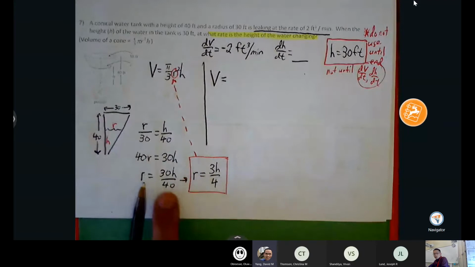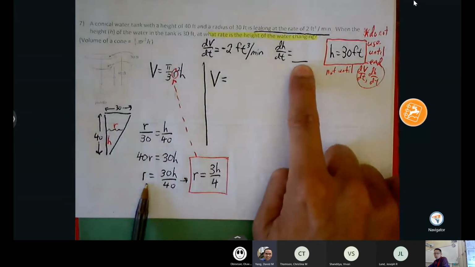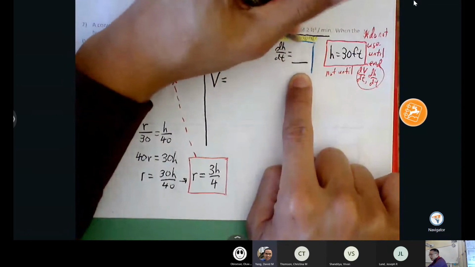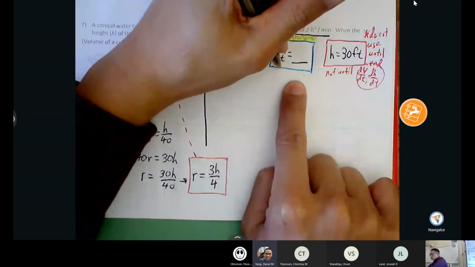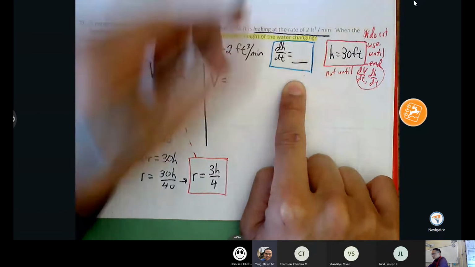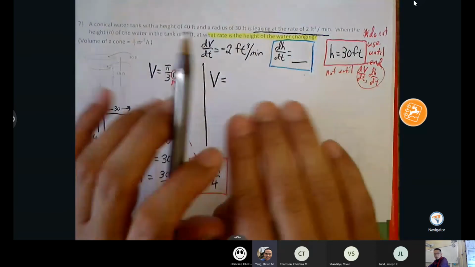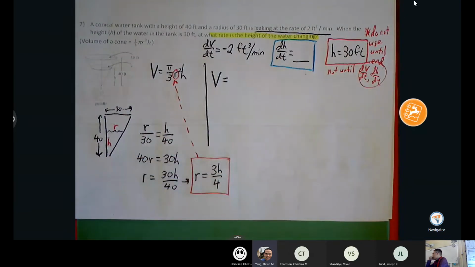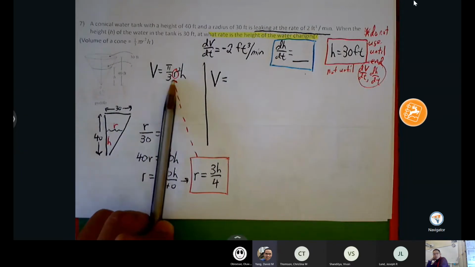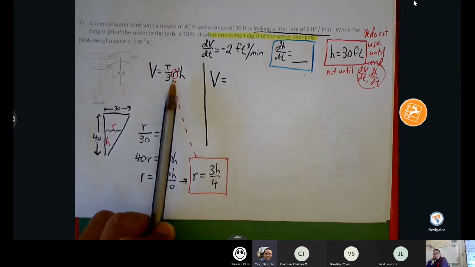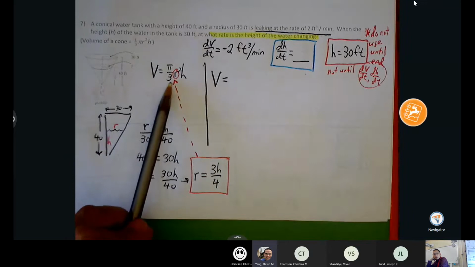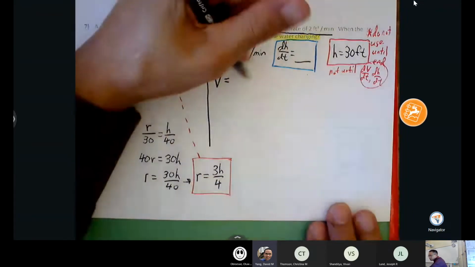So the reason that I know to solve for r is because I'm looking for dH/dt, right? Because I'm looking for dH/dt, I know that the quickest path to dH/dt is through h. So if I can get my equation in terms of h, the derivative process will just naturally produce dH/dt for us. So that means the most efficient way to get there is to replace r in terms of h. Put 3h over 4 in for the r. And let's see if we can clean up our equation here.